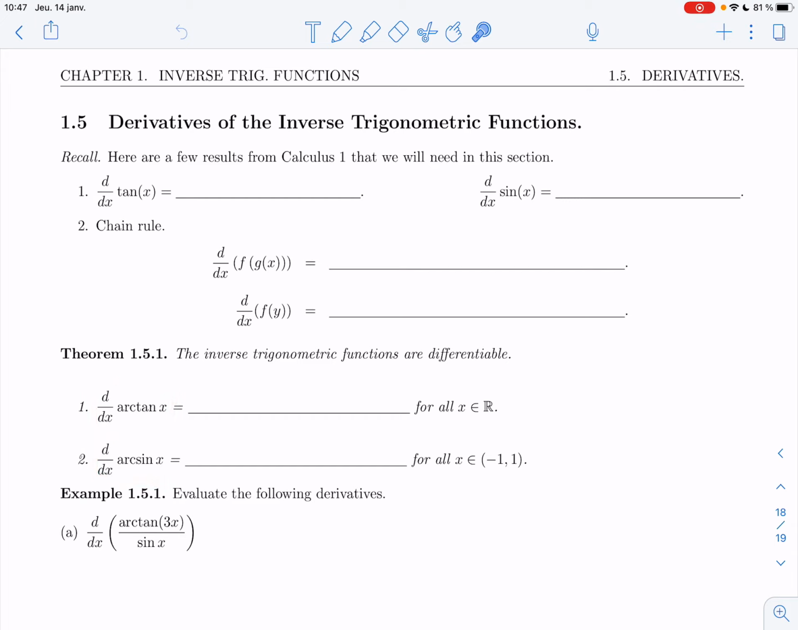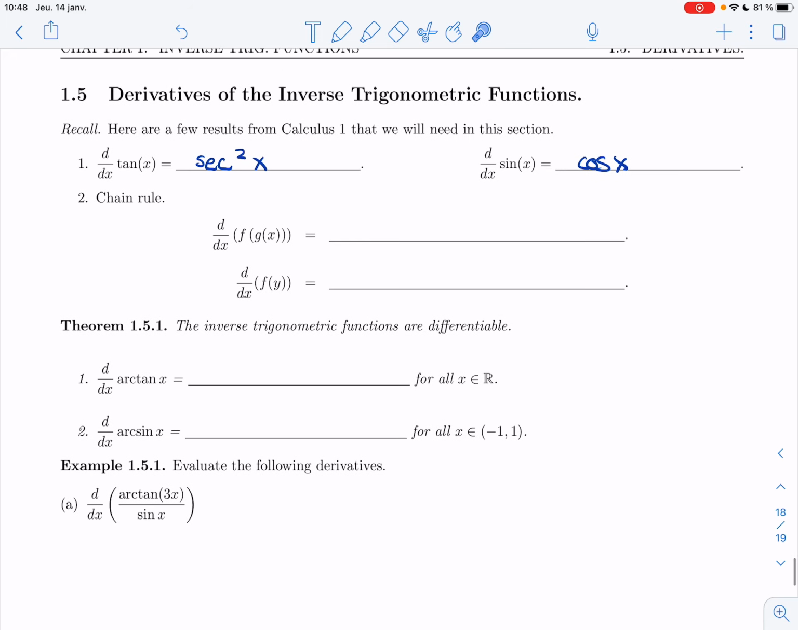And so we need a few results from Cal 1. So let me start by reviewing that. Here are a few results from Cal 1 that we will need in this section. So first of all, the derivative of tan, I gave it away. Do you remember what the derivative of tan is? Well, it isn't secant, but it starts with secant squared of x. Good. Derivative of sine, I'm guessing all of you remember, it's cosine.